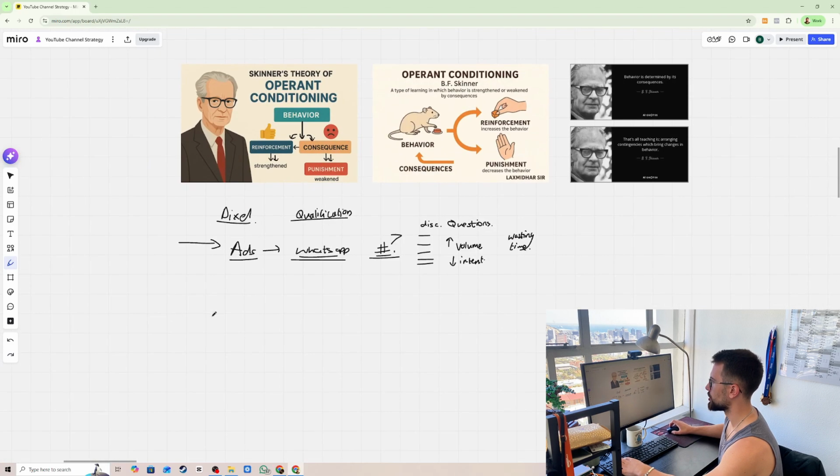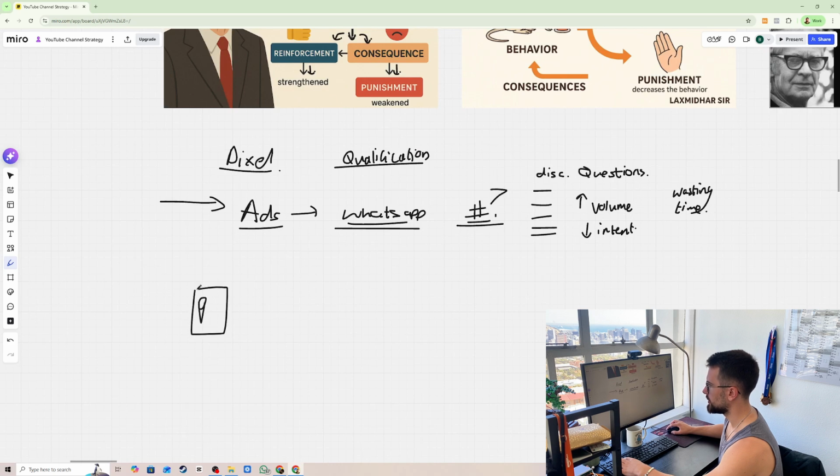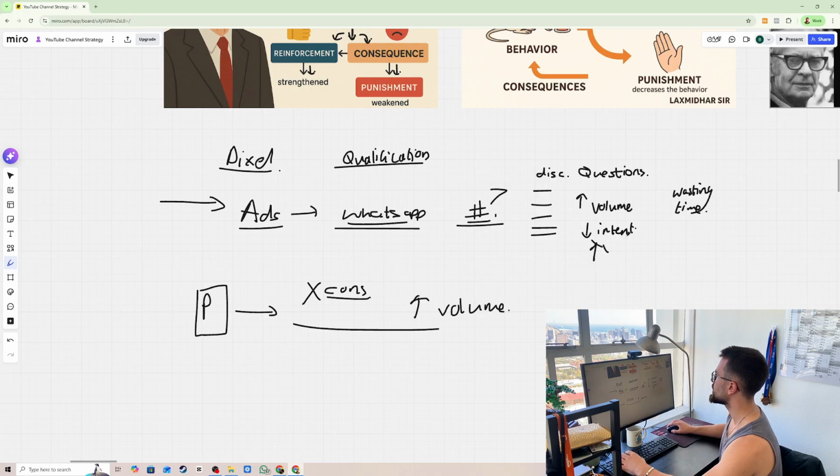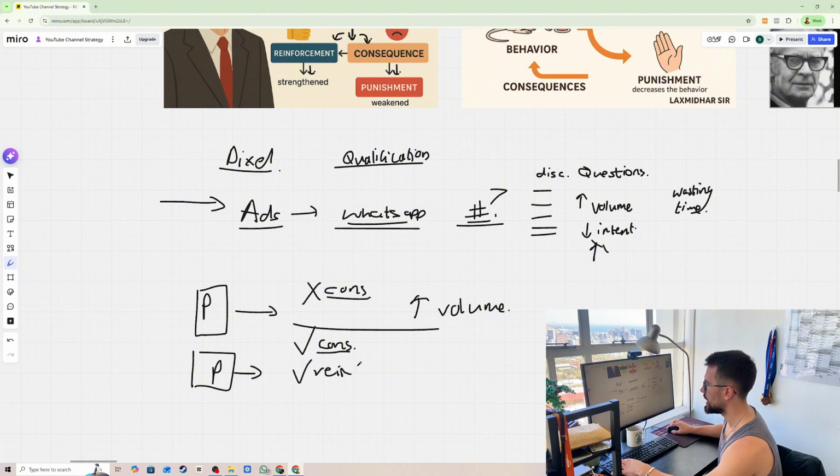Now, what does this have to do with your Pixel? Well, if your Pixel is not getting trained, so there's no consequence, then your Pixel is going to optimize for volume, just like this guy up here, which means that you're going to have low intent, low conversions, and you're going to be wasting your time. But what if your Pixel gets punished? So there's consequences if it attracts the wrong people, and it gets reinforced if it attracts the right people.